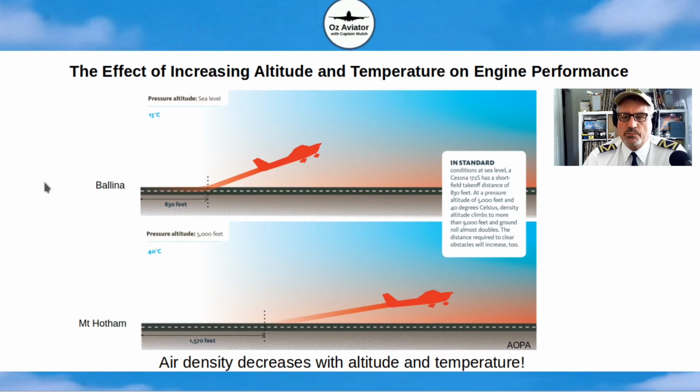There's an example here. So we're at Ballina, more or less sea level, and it's a 15-degree day. The aircraft will take off in 830 feet. But if you're at Mount Hotham, which is Australia's highest airfield, and it's a 40-degree day, and there's a pressure altitude there of 5,000 feet, it will take 1,570 feet, almost double the amount of distance for the aircraft to take off. And that's due to the power being produced by the engine has decreased because of the decrease in the air density due to altitude and or temperature.